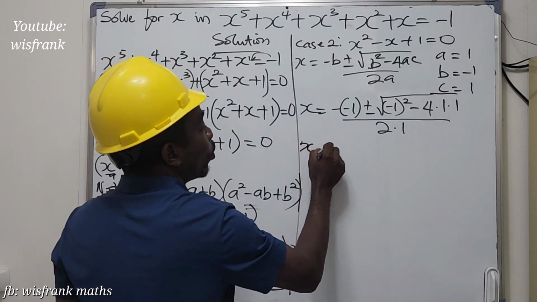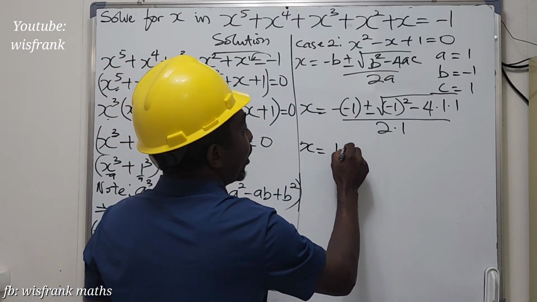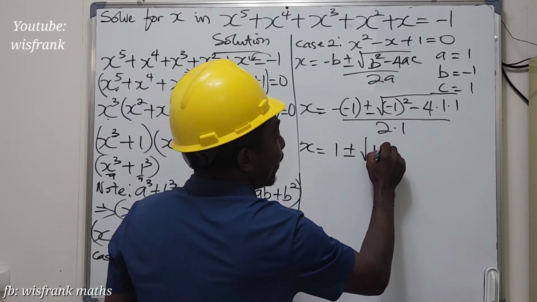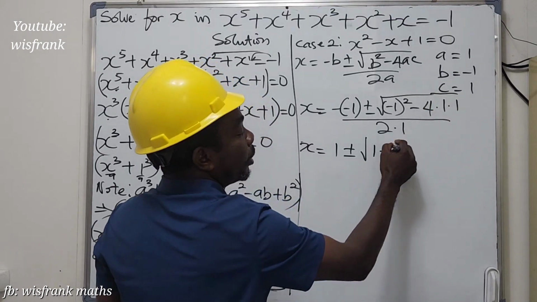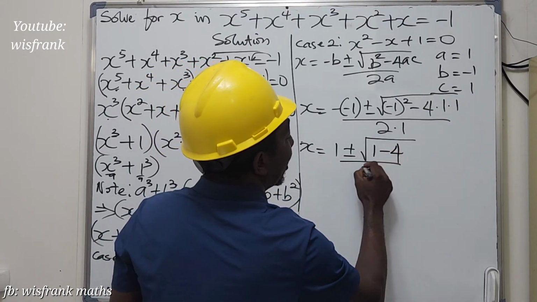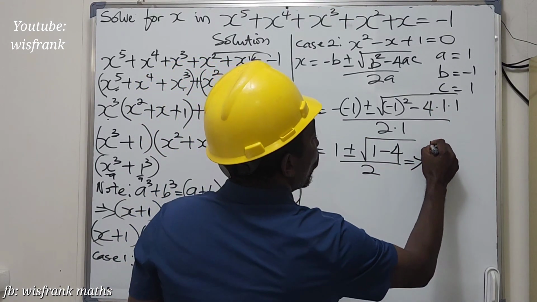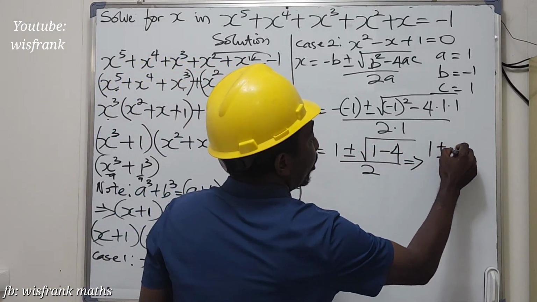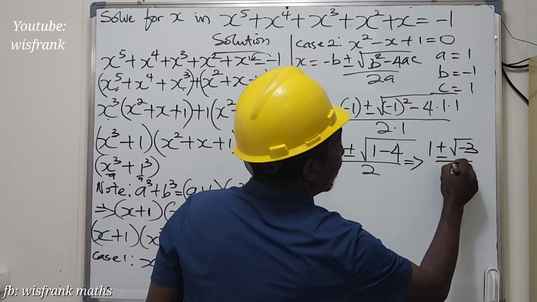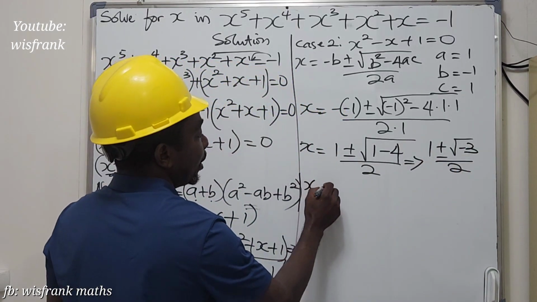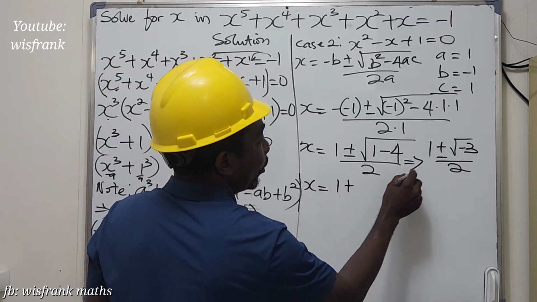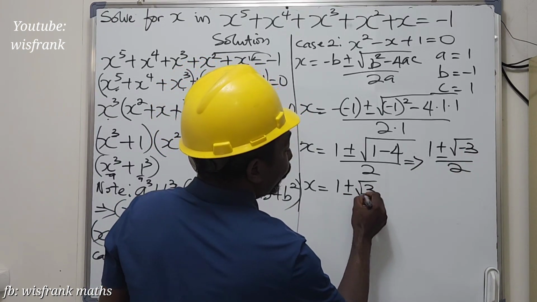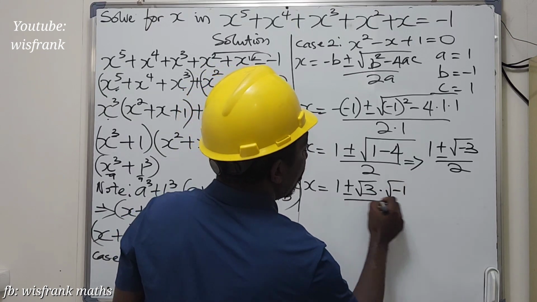So now x will be equal to minus times minus is 1, then plus or minus the square root of minus 1 squared is 1, then minus 4 times 1 times 1 is minus 4, all over 2. So this is the same thing as 1 plus or minus the square root of 1 minus 4, which is minus 3, all over 2. So in this case, x equals 1 plus or minus root 3 times root minus 1, all over 2.